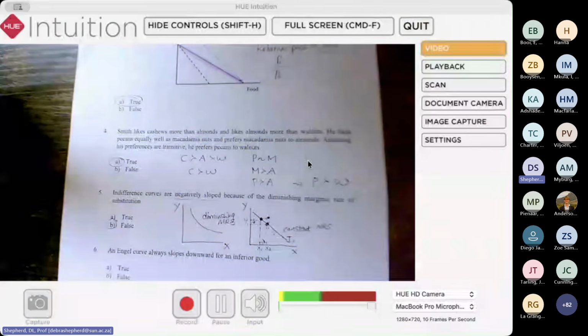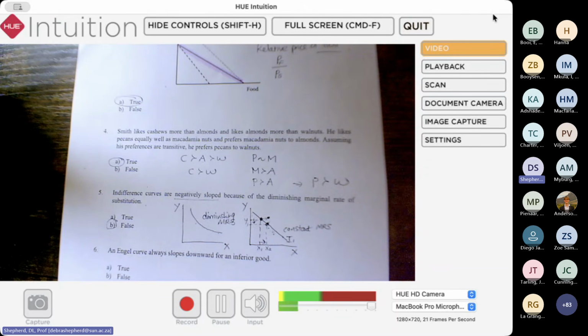So when you approach true and false questions like this, which are engaging quite heavily with theory, always think about, is this true all the time? Is there any case in which this cannot be true? Then 6 says an Engel curve always slopes downward for an inferior good.